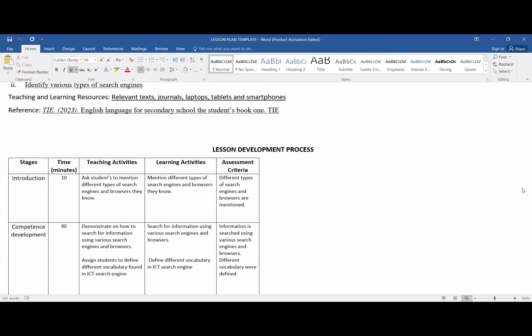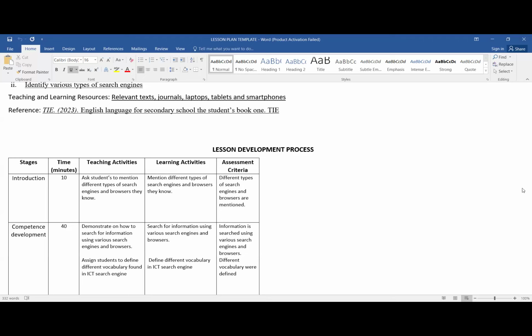So we say that the introductory part should be the part of engaging, that you make your learners more active, more engaged in any process that you're going to give them in your class. So in the first competence that I designed, I talk about introduction by saying teaching activities: ask students to mention different types of search engines and browsers they know. So you see how I said that?